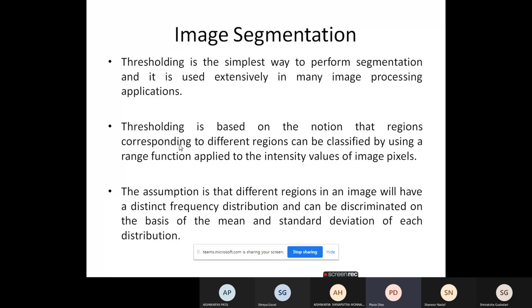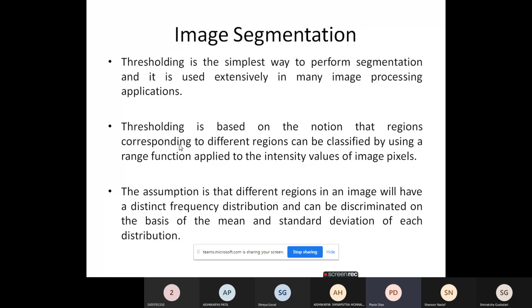And that's why in many image processing applications, we try to use this particular method. So what is the notion that thresholding is based on? You are trying to collect those different regions you are going to classify in the image by using some range of functions applied to intensity values of image pixels. That is the second consideration we can have for thresholding.